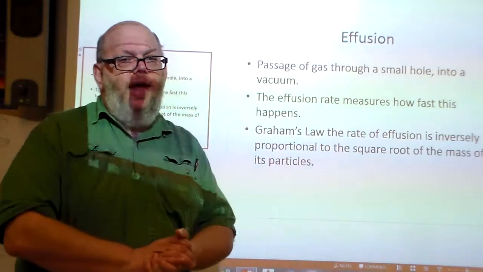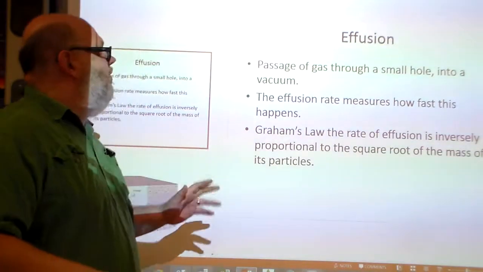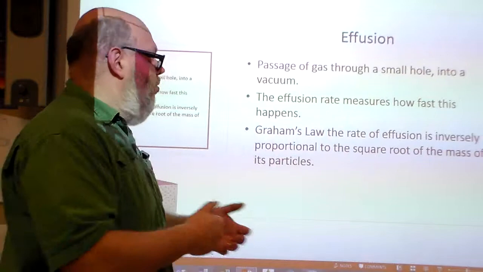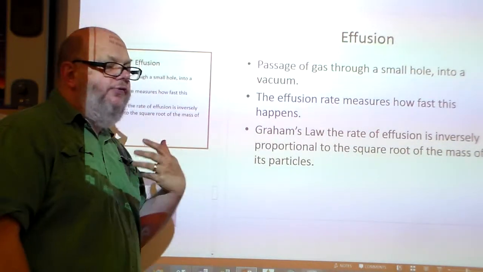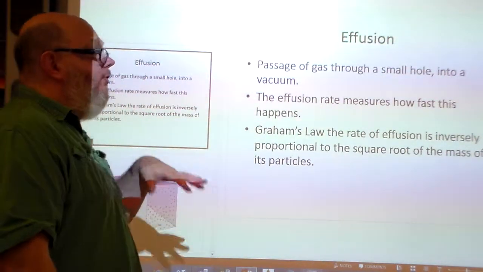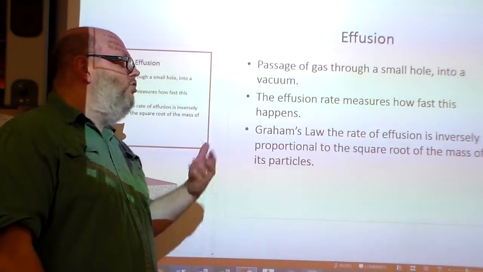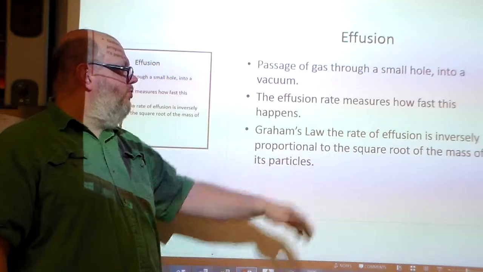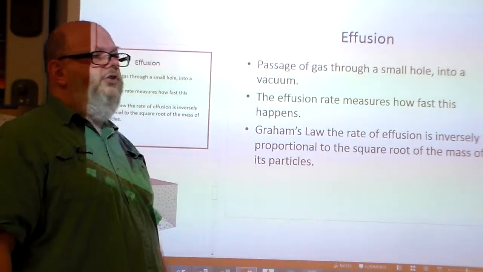We've got to talk about gas effusion. The idea is, imagine a gas going through a tiny little hole into an area that's a vacuum. The effusion rate measures how fast this is happening. There is something called Graham's law, which shows that the rate of effusion is inversely proportional to the square root of the mass of its particles.